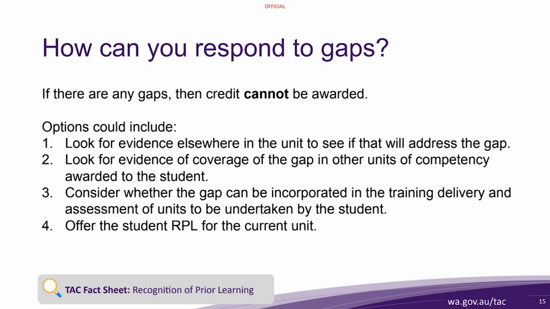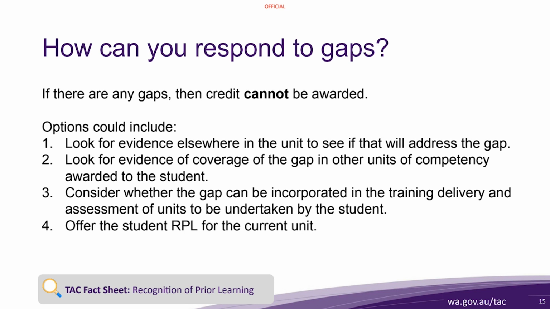So you might be able to say, well, we can pick up those aspects through the units of competency that the student is about to undertake. And under those sort of circumstances, you might be able to consider that awarding credit would be safe because you are going to make sure that those gaps are addressed in the training that the student is about to undertake.